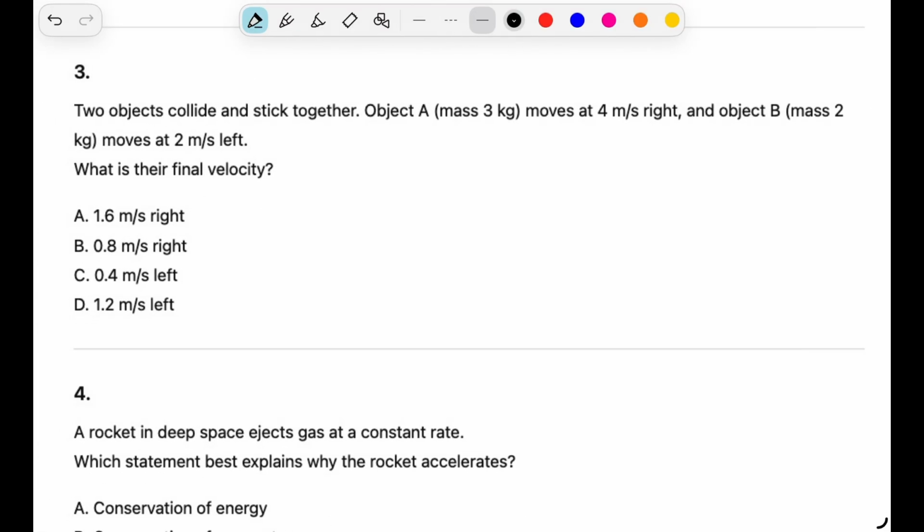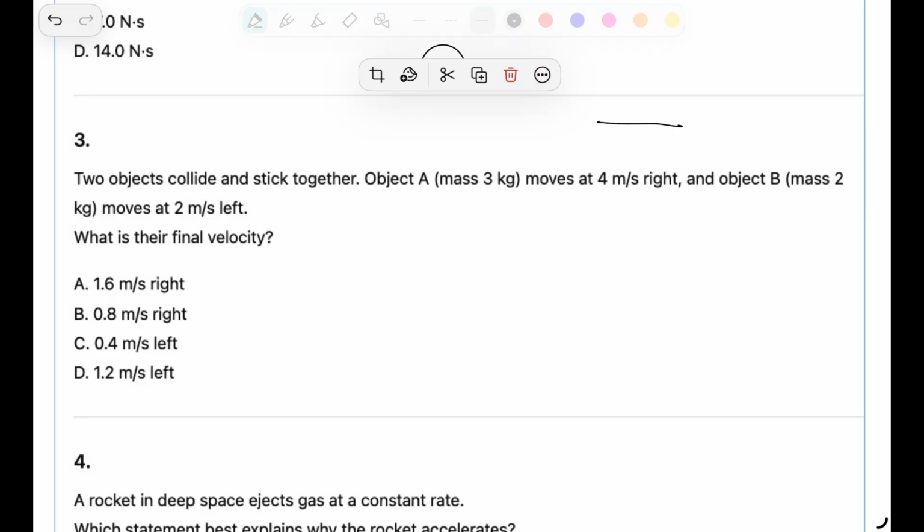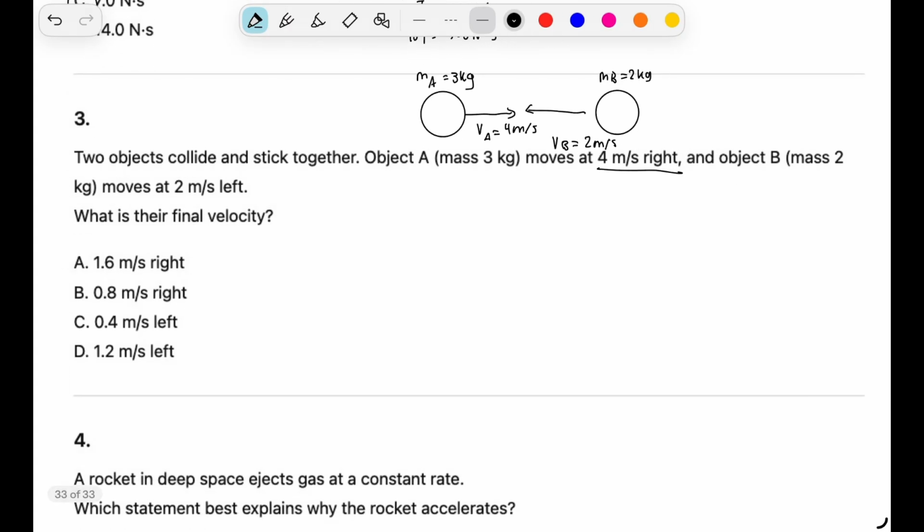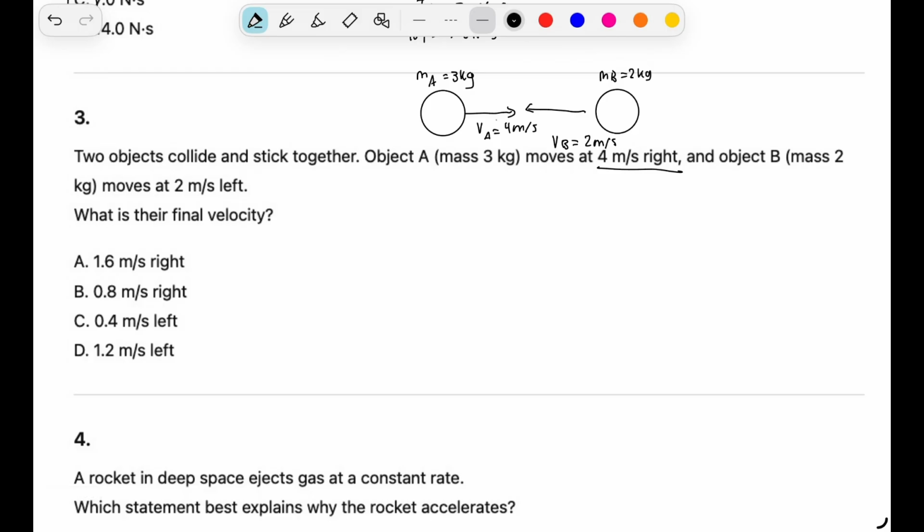2 objects collide and stick together. Object A, mass of 3 kilograms, moves 4 meters per second to the right. So this object is going to the right, and it's traveling at 4 meters per second. And then object B is going to be a mass of 2 kilograms, and it is traveling at 2 meters per second. So what is the final velocity of these objects?